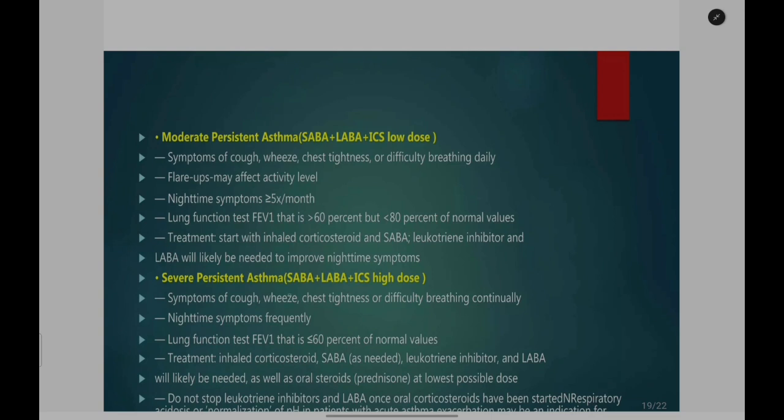Severe persistent asthma. Symptoms of cough, wheeze, chest tightness, or difficulty breathing continually. Nighttime symptoms frequently. Lung function tests: FEV1 less than or equal to 60% of normal values. Treatment: inhaled corticosteroid, SABA, leukotriene inhibitor. LABA will likely be needed as well as oral steroids at the lowest possible dose.